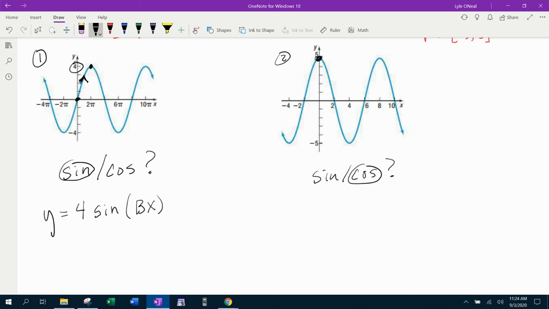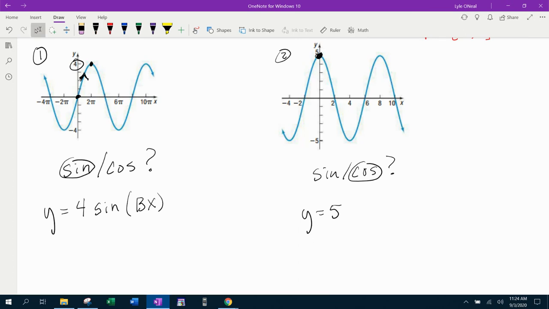For problem number 2, this graph starts at +5, and so our lead coefficient will be +5, okay? If this graph would have started, say here, and gone up, something like that, if it would have started at -5, then our 5 down here would be minus. I hope that makes sense.